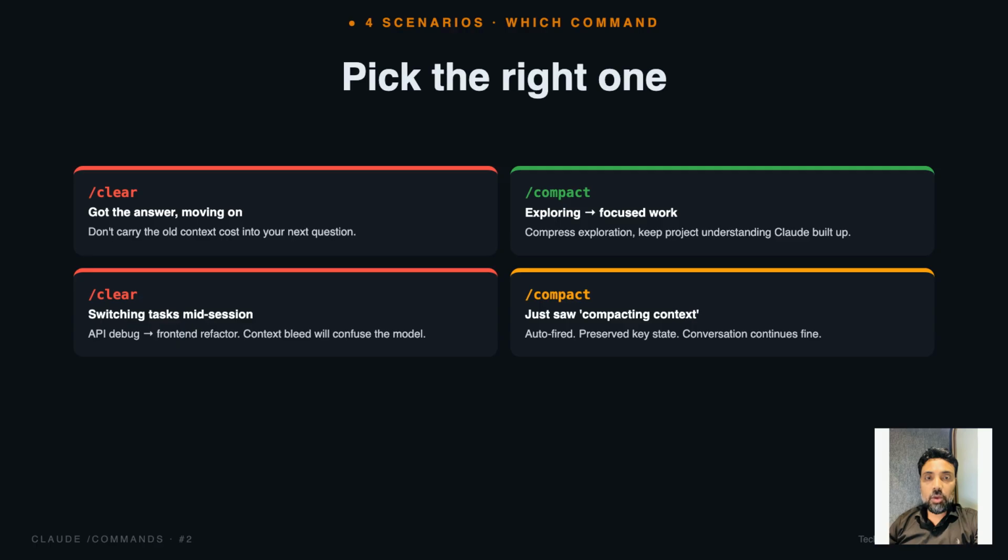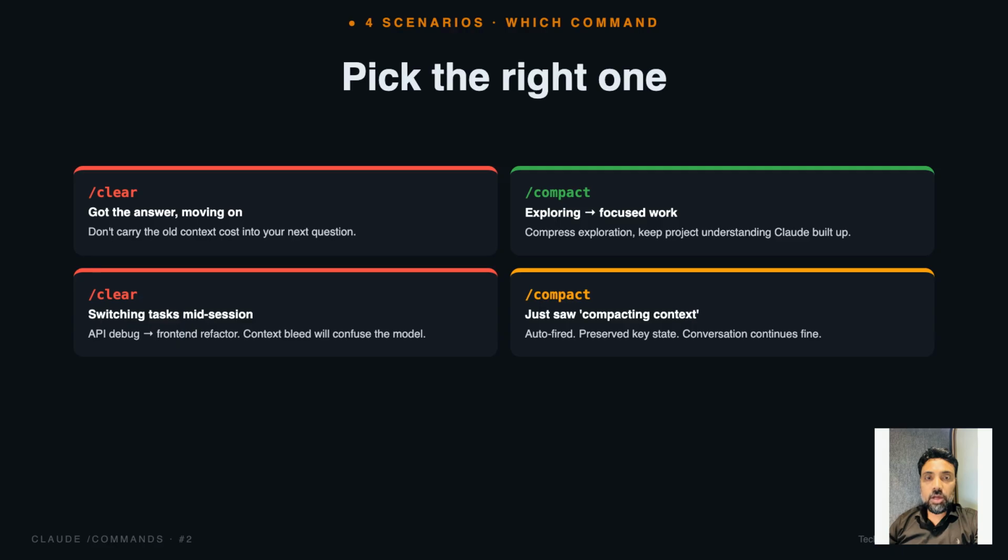Now, 4 scenarios. Scenario 1, you got the answer you needed and want to move on. Use /clear, fresh slate, faster subsequent calls. Don't carry the old context cost into your next question. Scenario 2, you've been exploring a code base for an hour and want to use the same Claude session to do focused work on one file. Use /compact. The exploration history compresses, but you keep the project understanding Claude built up. Switching to /clear here would force Claude to re-explore.